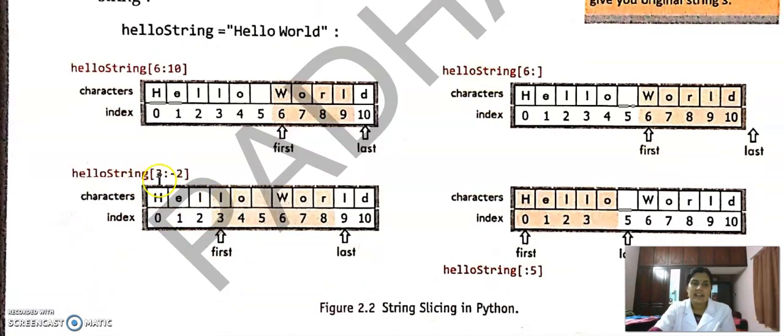Then there is another method, 3 colon minus 2. So 3 is this position, L. Then 3 colon minus 2. Do you know what is the position minus 2? In any string, we can access the last character by using minus 1. So hello string of minus 1 will give this, hello string of minus 2 will give this. So 3 colon minus 2 means from 3 up to minus 2. Minus 2 is not included. Here D is the minus 1 position, L is minus 2.